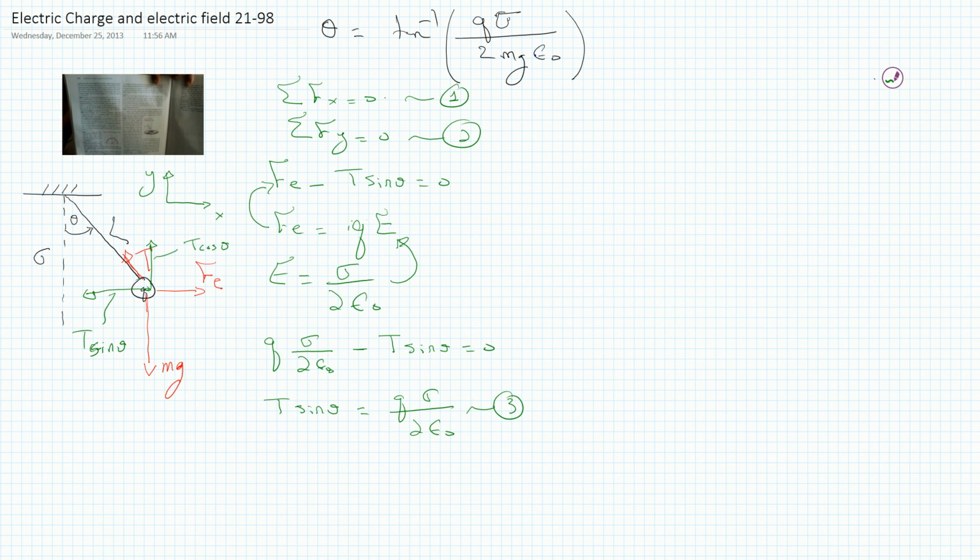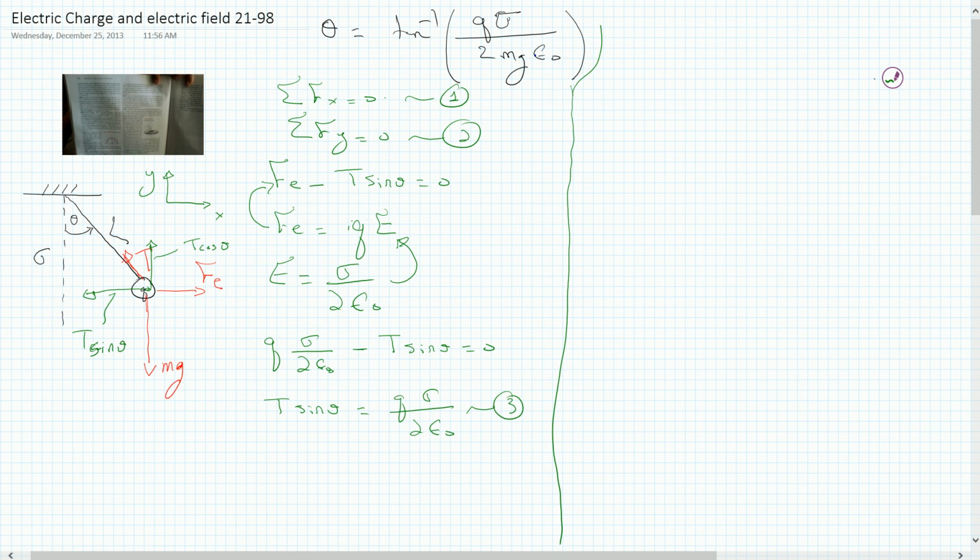And now we will go ahead and work out the summation of forces in the y equals 0. So we know that T cosine theta minus mg equals 0, which means T cosine theta equals mg. So this is equation 4.